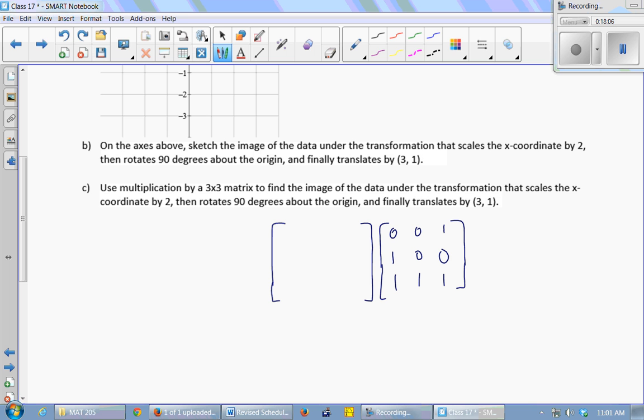Okay, so this is my matrix that's going to scale x by 2. And I'm not going to fill it in yet. I just know there's some 3 by 3 matrix. We'll take every x coordinate in this matrix and scale it by 2. All right, and then I need some other 3 by 3 matrix that will do the rotation.